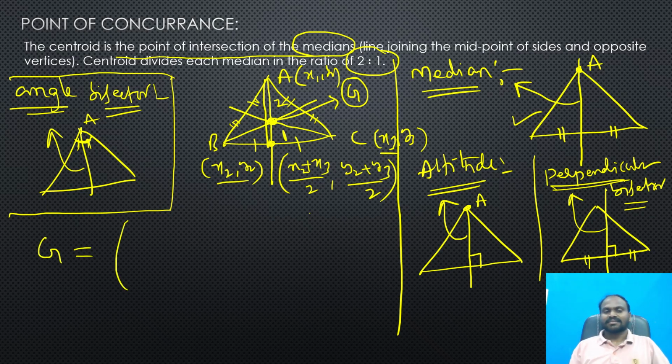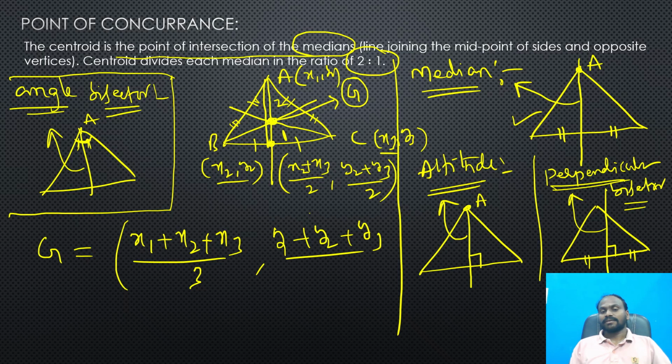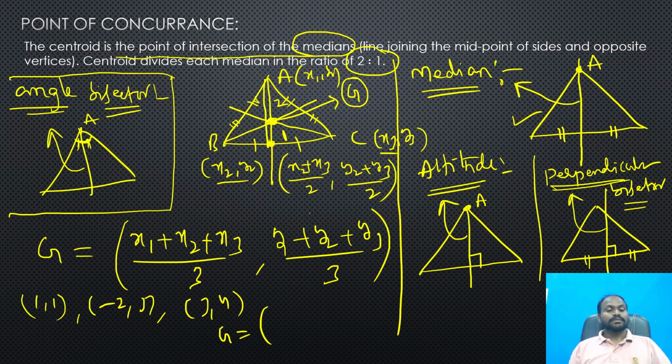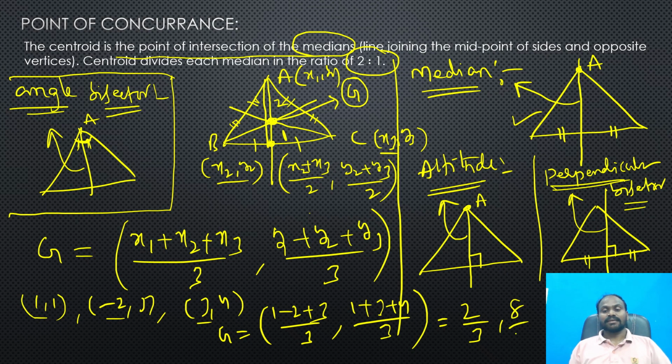Actually, the derivation is not required. You can remember the formula directly: x1 plus x2 plus x3 by 3, comma, y1 plus y2 plus y3 by 3 is the centroid formula. If they give three vertices, like (1, 1), (minus 2, 3) and (3, 4), simply substitute. The sum of the x coordinates is 1 minus 2 plus 3, divided by 3, and the sum of the y coordinates also divided by 3. So we get 2 by 3 and 8 by 3 as the centroid of the triangle formed by these points. Right, students? So next.